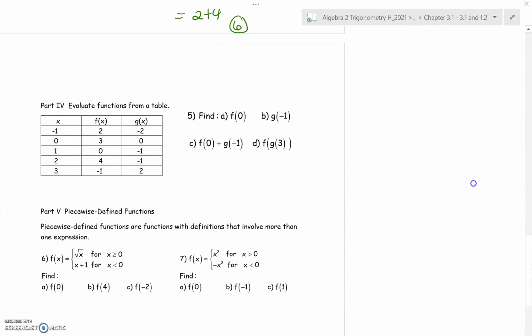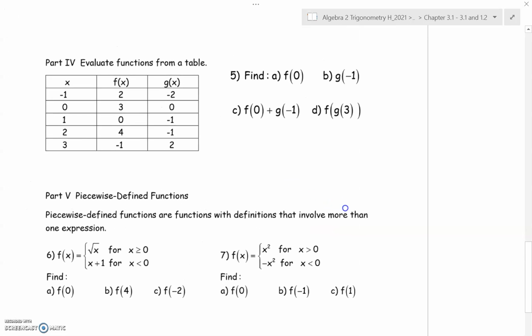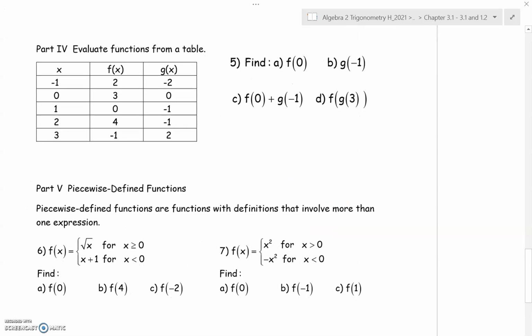Okay, so we have a table on the next page. So go ahead and take a look at the table and see if you can answer the questions. We're going to evaluate functions from a table. Go ahead and pause the video and see if you can answer A, B, C, and D for number 5.